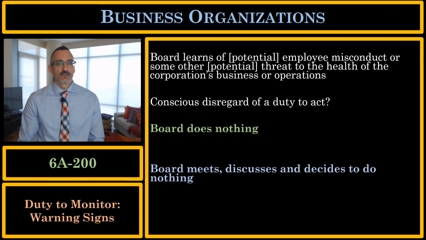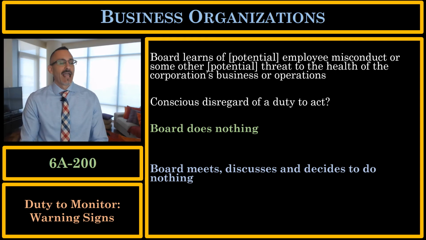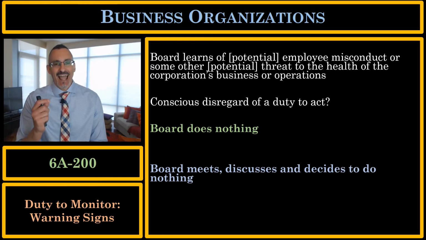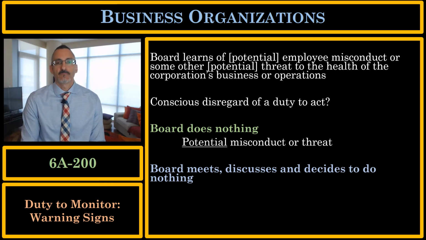And usually there are two separate fact patterns where the board does nothing. There are warning signs and the board does nothing, or the board actually meets and discusses the issue and then decides to do nothing. You see the difference between these two fact patterns? The first is where the board does nothing, doesn't even meet, possibly doesn't even recognize the potential employee misconduct or the potential threat to the corporation. The second is where the board recognizes it, meets, and then decides to do nothing.